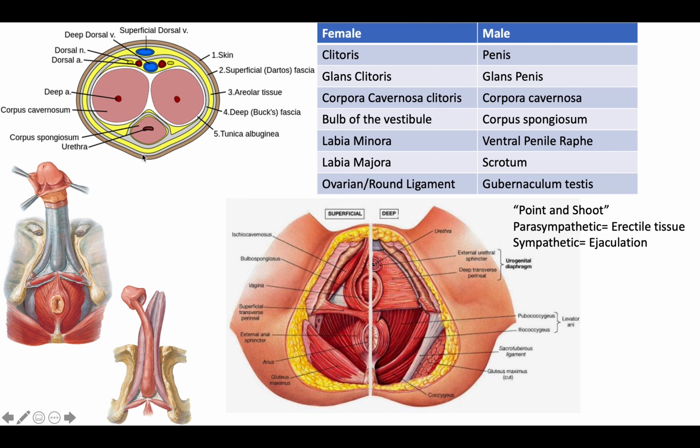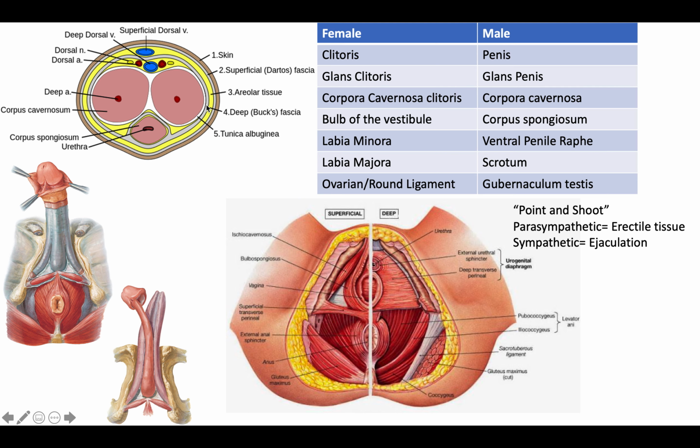And this is an extremely important picture to know as well, knowing that each of the different structures will contain each of the different fascia that contain these respective structures. Knowing that you have this superficial or dartos fascia, which is continuous with Scarpa's fascia, remembered from earlier with the abdominal cavity. And then underneath that, you have your deep or Buck's fascia.